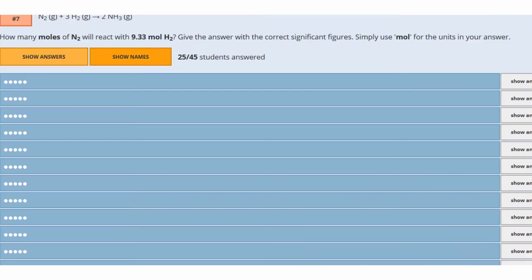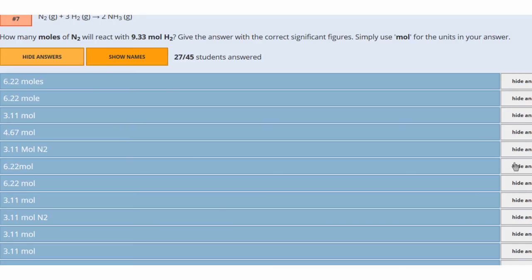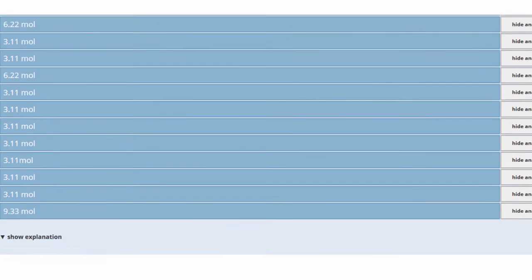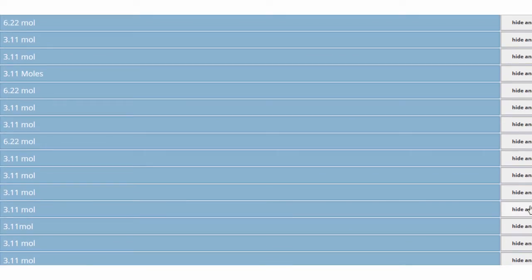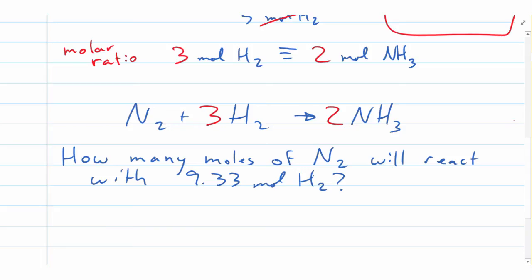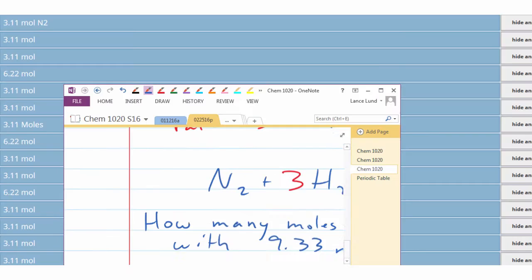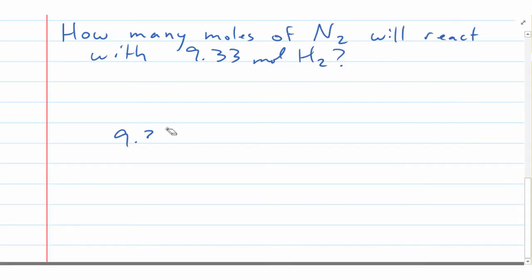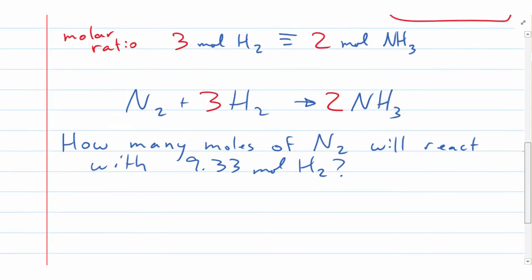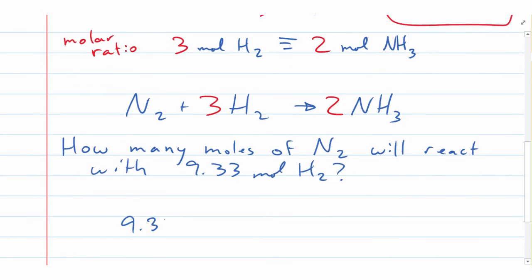3, 2, 1. The correct answer is 3.11 moles. 3.11 moles is the correct one. Now, to arrive at this one is pretty straightforward. We start with the 9.33 moles of H2, and we're looking for moles of N2.